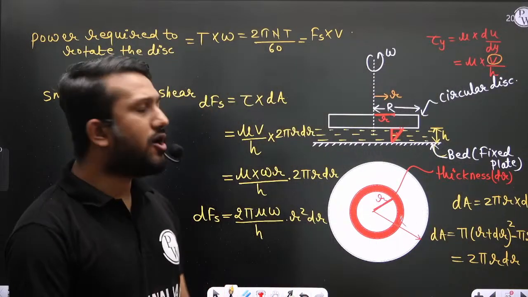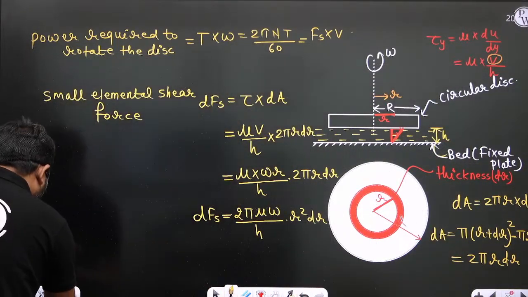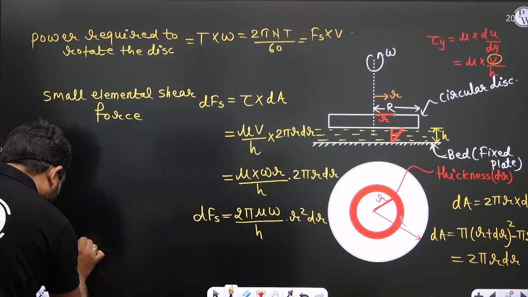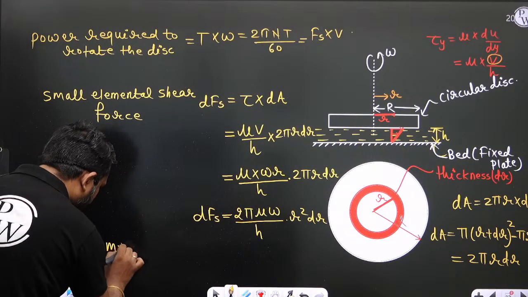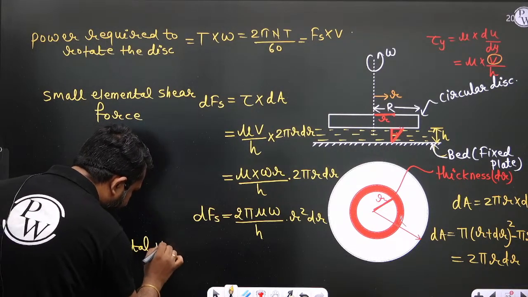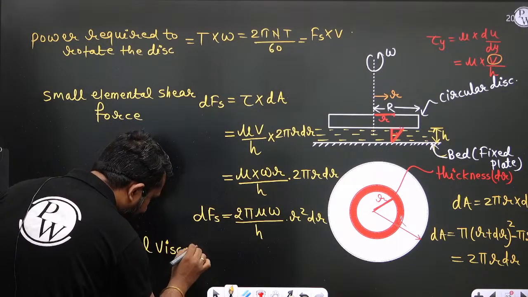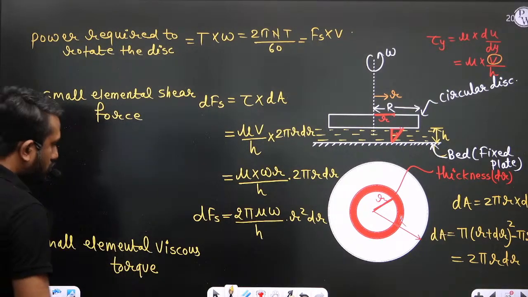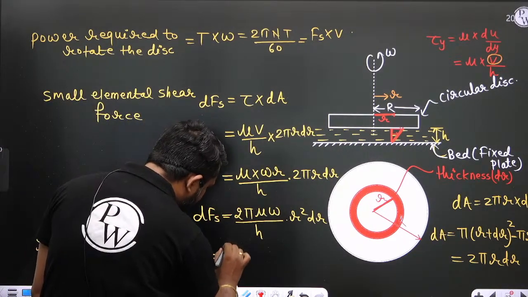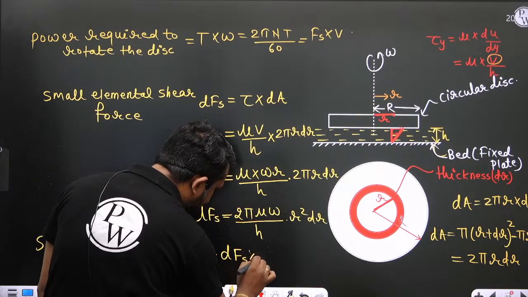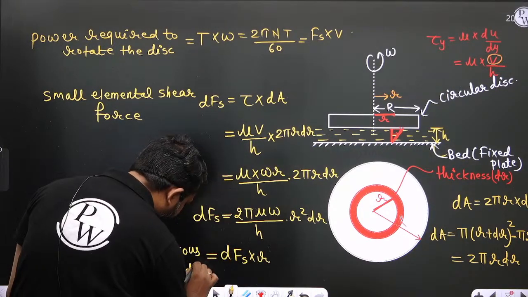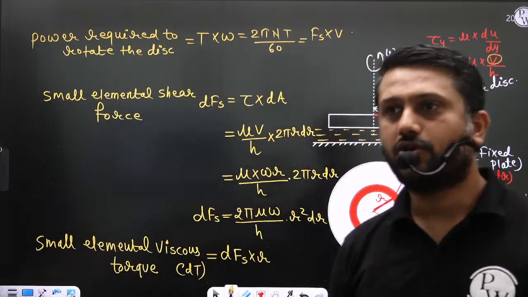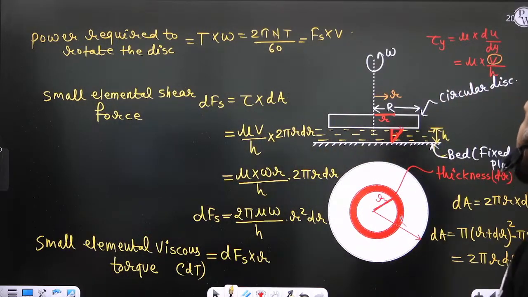Now calculate the small elemental torque, or shear torque, or viscous torque, you can say. So what is the small elemental viscous torque? This is the dFs multiplied by r. This is nothing but the dT, the small elemental viscous torque.